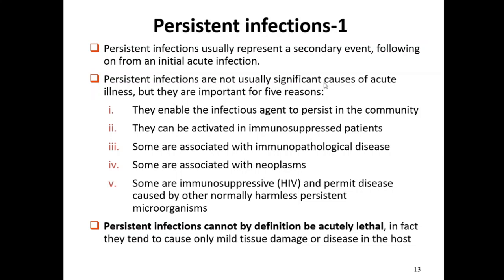And they can be important for these 5 reasons. They can enable infectious agents to persist in the community. In such a way, some people who have it are not sick, and you cannot distinguish them from those who don't have it, so they will be a continuous source of infection. They can be activated in immune suppressed patients. Some are associated with immunopathological diseases, some even with neoplasms and cancers. Some are immunosuppressive by themselves, like HIV.